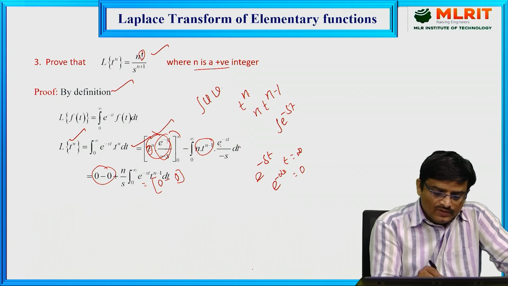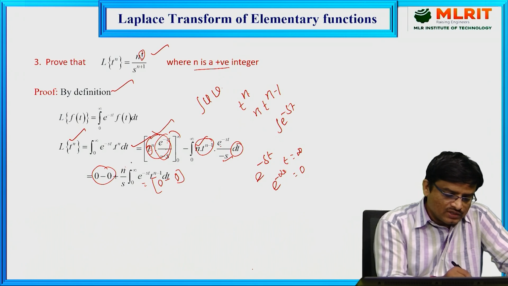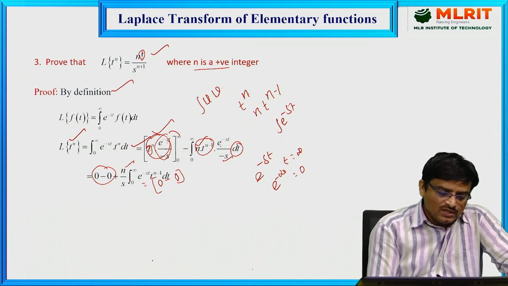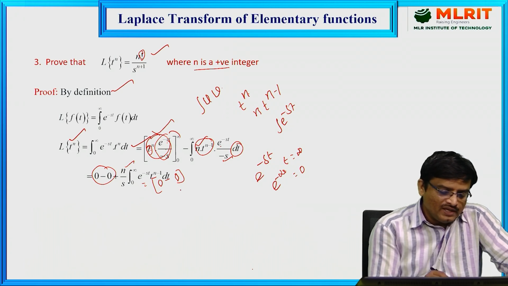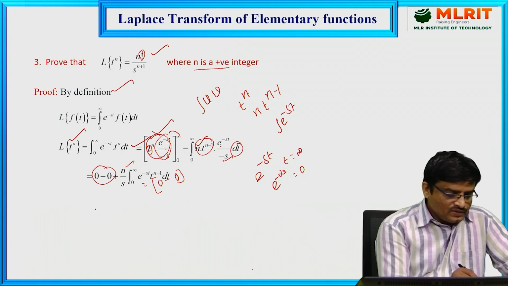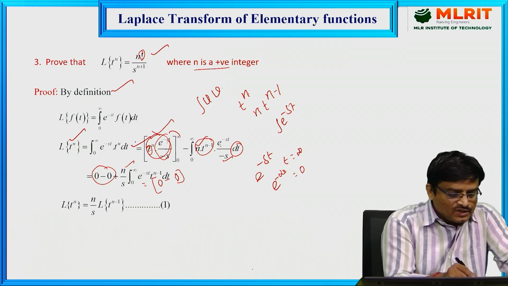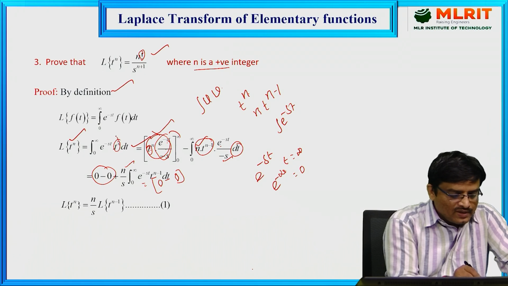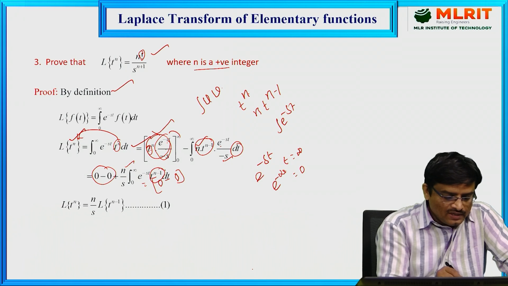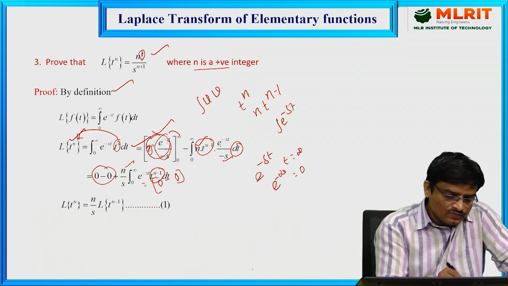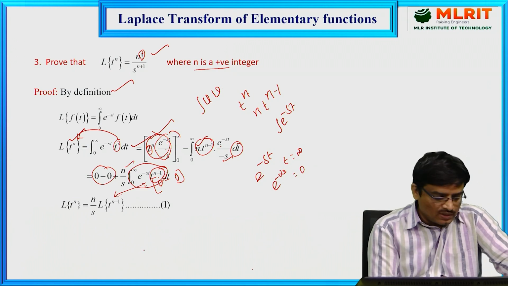Here we are applying the integration with respect to t, so this n and this s become constants. We send n by s outside, and the remaining one is the integral from 0 to infinity of e power minus st into t power n minus 1. Now by the definition of Laplace transform, whenever we have t power n, we take this integral as the Laplace transform of t power n. But in place of t power n here we have t power n minus 1, so this entire integral can be written as the Laplace transform of t power n minus 1.